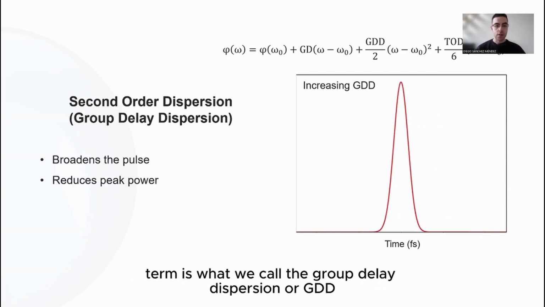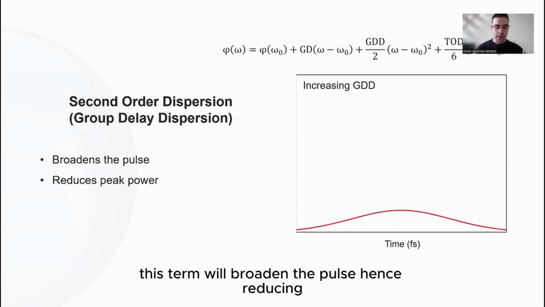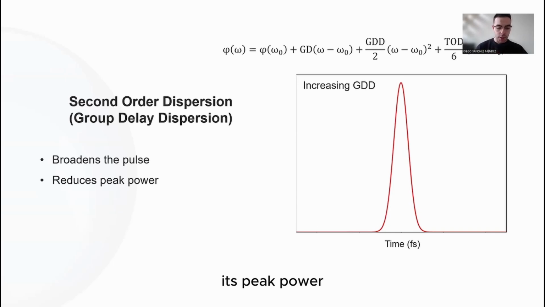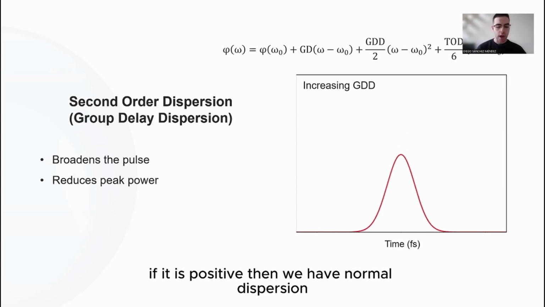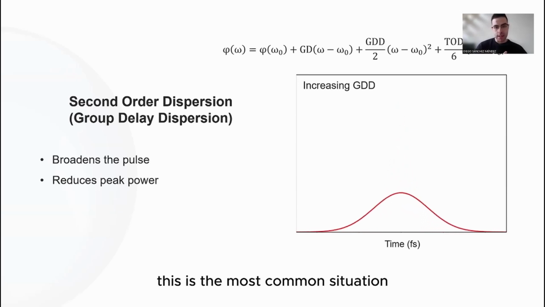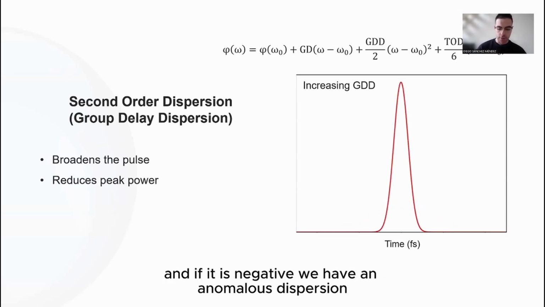The second order term is what we call the group delay dispersion, or GDD. For a pulse that is initially compressed in time, this term will broaden the pulse, hence reducing its peak power. The GDD sign imposes the kind of dispersion. If it is positive, then we have normal dispersion. This is the most common situation. And if it is negative, we have anomalous dispersion.